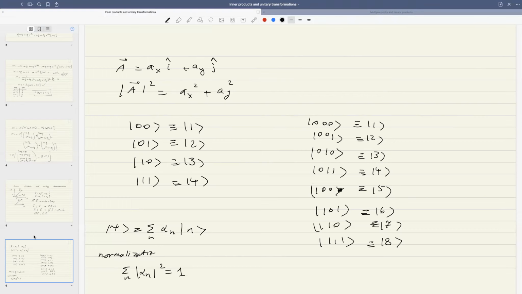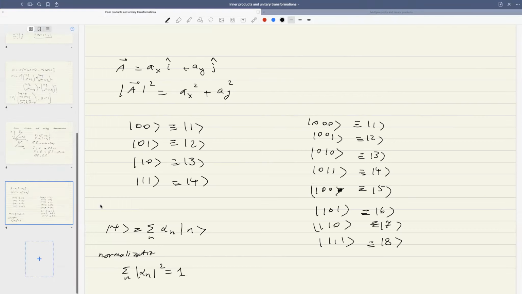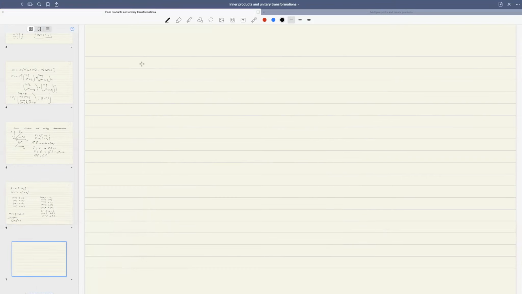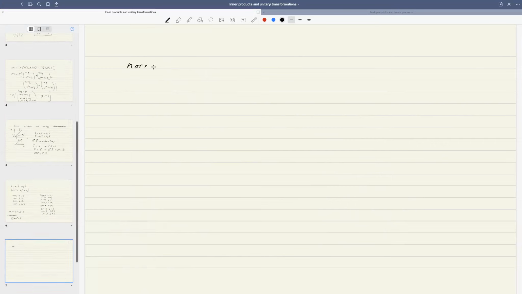All right. So I can write that normalization condition like this: alpha n complex conjugate times alpha n. That's just the absolute value of alpha n squared.